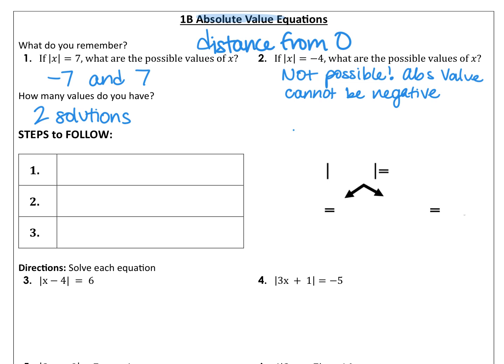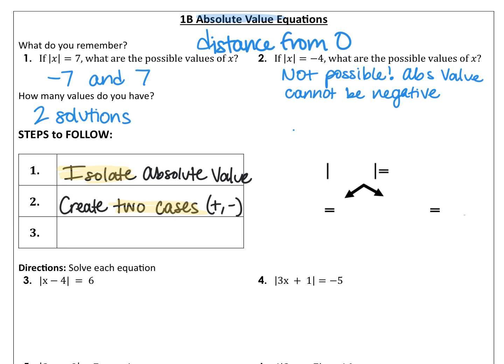The first thing you should do is isolate the absolute value. The next thing you should do is create 2 equations, one positive, one negative, and then solve both of those equations. In most cases, you're going to get 2 answers because, again, there are 2 numbers that could have an absolute value of 7, like we saw before: -7 and +7. You have to account for those 2 cases.